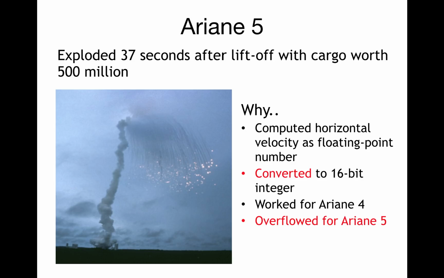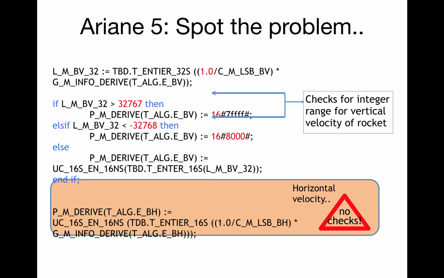Do you remember the disaster we saw at the beginning of this class? What was their problem? Now I want to show you. This is the source code. You can see they did check the integer range in the first part of this program. They check the integer range for the vertical velocity of the rocket, so it's very good. But there's a dangerous part: they do a very similar execution, but they did not check in the second part. They just run the conversion on this variable. They did not check.